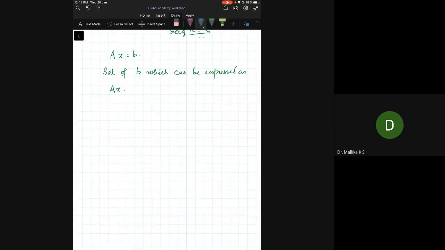Now let us take the first example that we took today. What is the first example? The first example was 2x1 plus x2 is equal to 0. Instead of 0, I will now put b1. And 2x1 plus 4x2 is equal to b2. Now, I want to write this the column way. So I'll write this as x1 into (2, 2) plus x2 into (1, 4) is equal to (b1, b2).